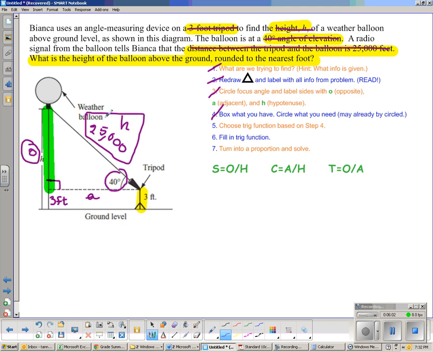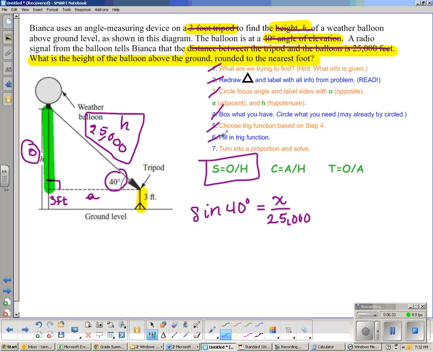Okay, so for the two sides, I have O and H. The only trigonometric function that deals with O and H at the same time is sine. So step 5 is done. We selected sine. Now let's fill in the trigonometric function. So the sine of the focus angle 40 degrees is equal to the opposite, which I don't know, I'm going to call it x, over h, which is 25,000. I like these large numbers.